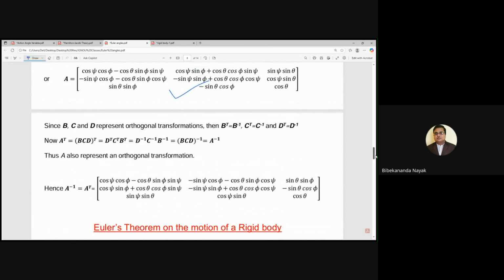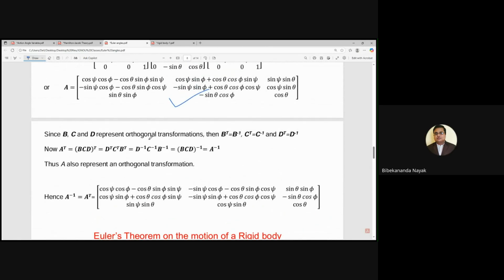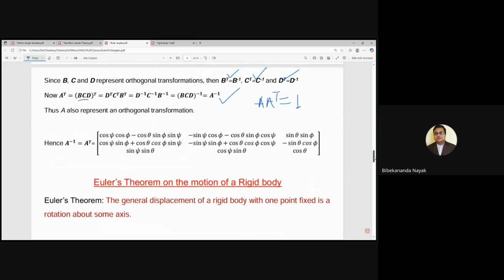Since it's an orthogonal matrix, A transpose is equal to A inverse. So B transpose is B inverse, C transpose is C inverse, D transpose is D inverse. If you see (ABCD) transpose, it is also the inverse of ABCD. If you find A, then you can write either A transpose or A inverse.